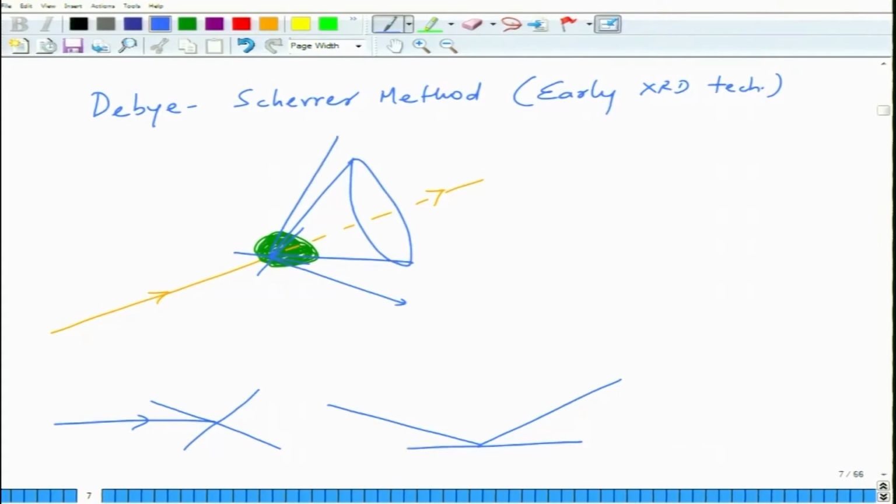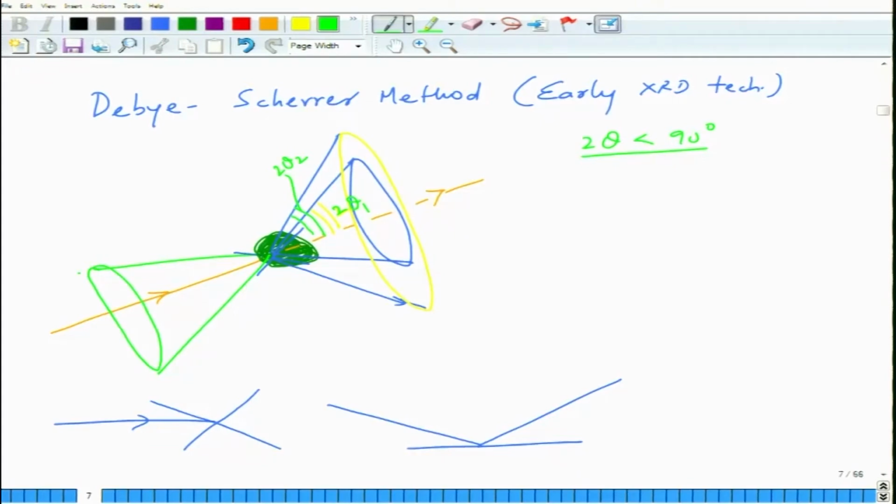You will have another cone which corresponds to another set of planes, and again you can see this angle should be 2 theta. So this is 2 theta 1, this is 2 theta 2. For 2 theta less than 90 degrees, you will have cones going in the forward direction, but for planes for which 2 theta becomes more than 90 degrees, the diffracted beam will start going in this direction. So you will have diffraction in the back plane.